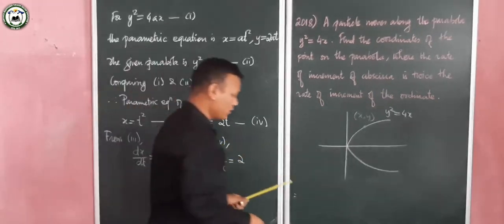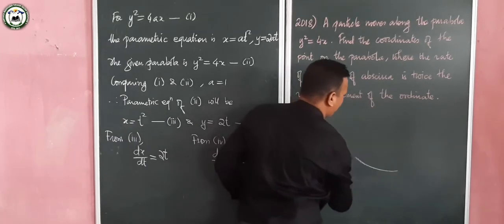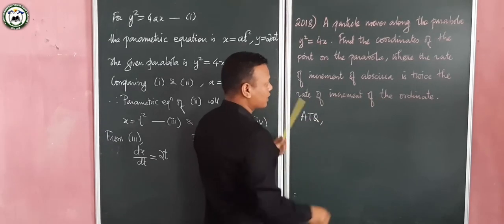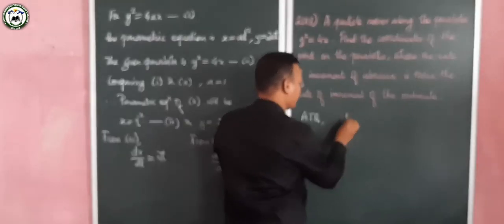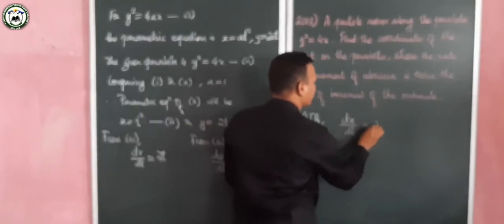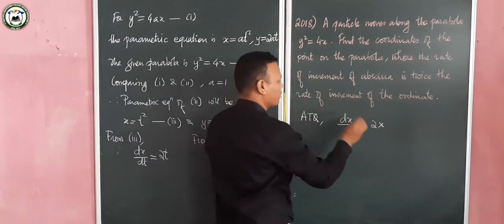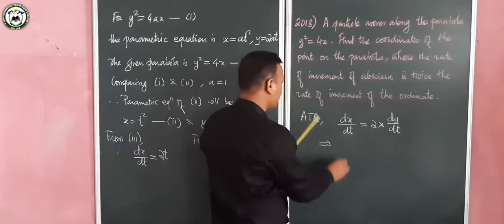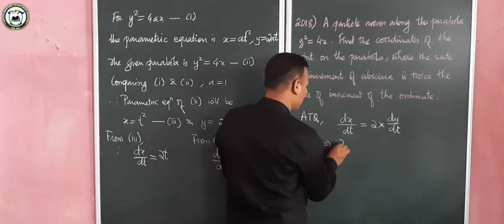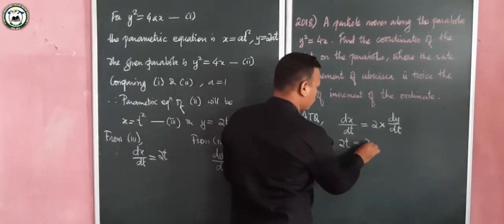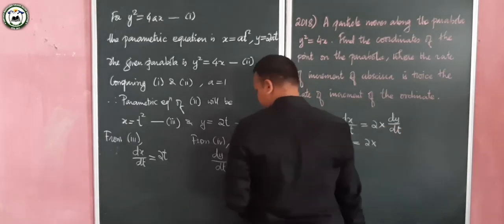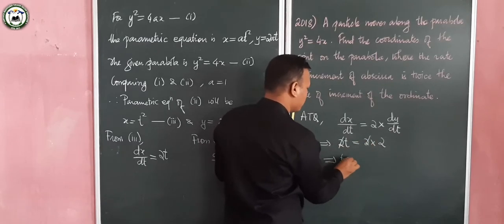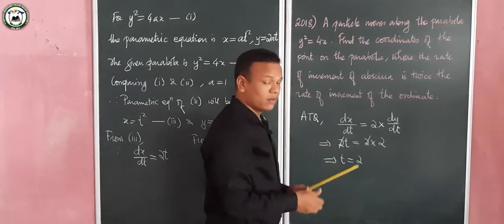Okay, now I don't have space here, let me erase this part. Now according to the question, the rate of increment of abscissa, that is dx by dt, will be twice the rate of increment of ordinate, that is dy by dt. Let me put the values. dx by dt is 2t, and this equals 2 into dy by dt, which is 2. The 2 and 2 cancel, so the value of t is just 2.